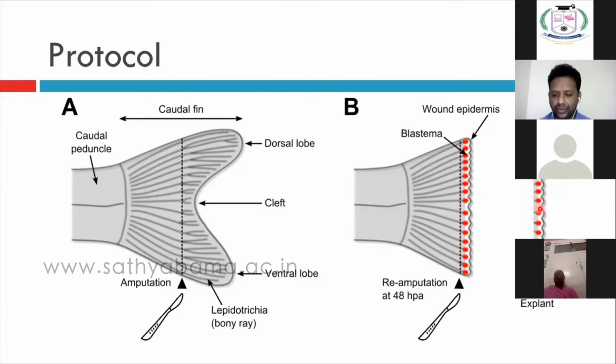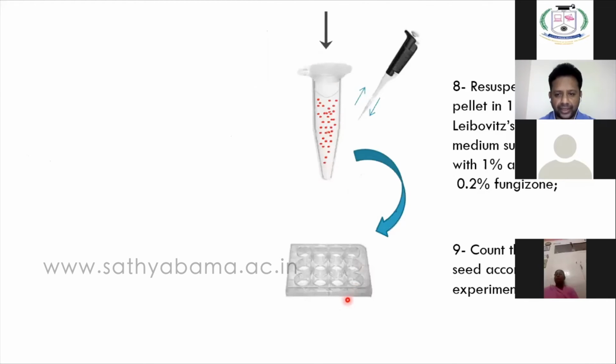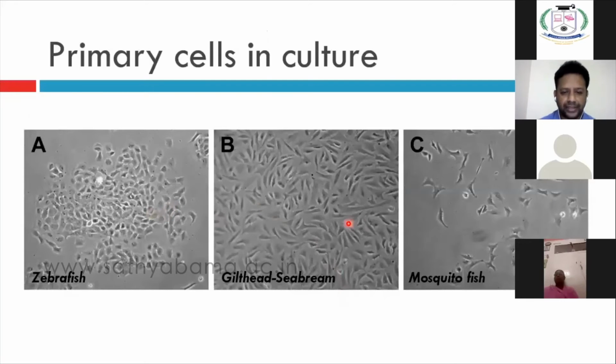So we took this blastema explant after 48 hours of amputation. This is the basic protocol. We used collagenase for enzymatic disaggregation, taking tissue from 15 fishes or more. Following the protocol, we finally got the cells. From these three species, we could find the cells like this: zebrafish, gilt-head sea bream, and mosquitofish.